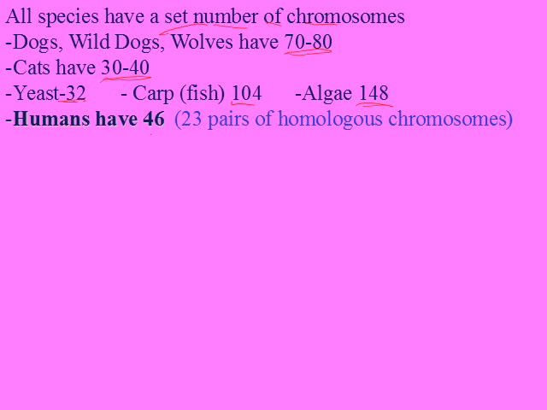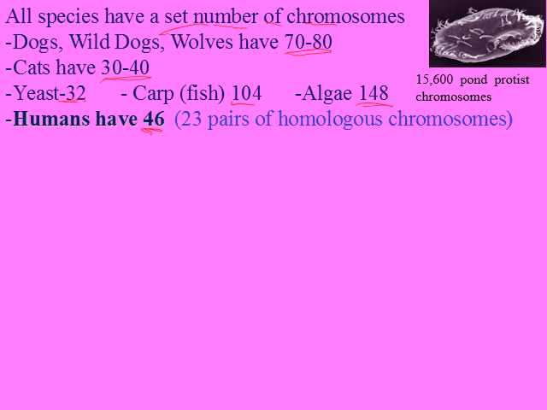Humans have 46, which you should have learned about in life science in 7th grade. But even something as simple as a pond protist, a very simple one-celled organism, can have as many as 15,000 chromosomes in its one cellular body. So the number of chromosomes, or the amount of DNA, does not necessarily connect to how complex the living thing appears to us from the outside.